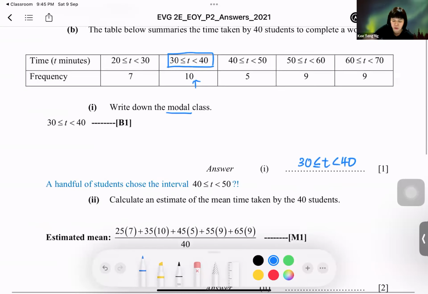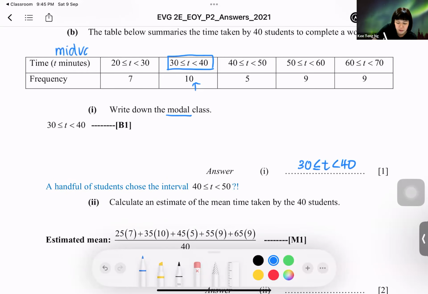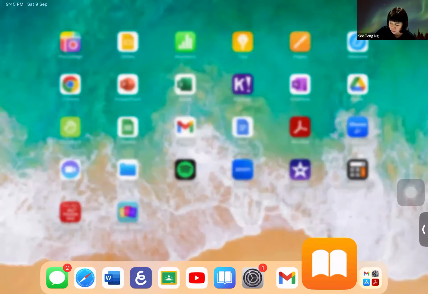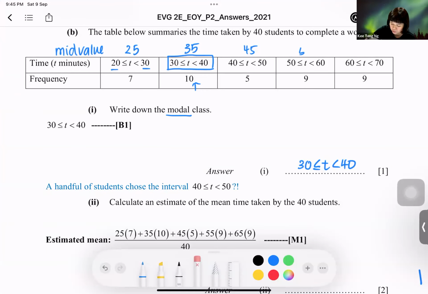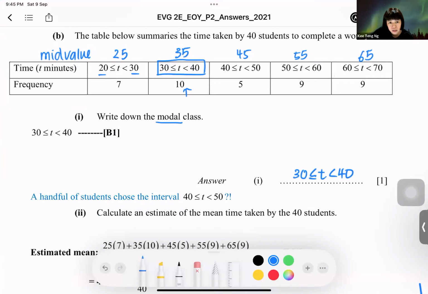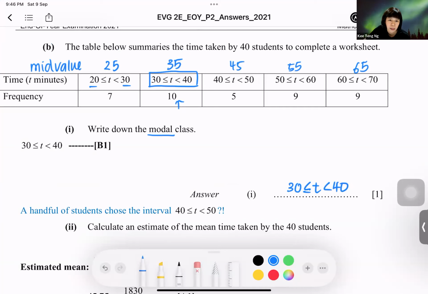To calculate the estimation of the mean, we need to find the mid values. How do we find the mid value? 20 plus 30 divided by 2, 25, 35, 45, 55, and 65. Okay, mentioning this again, 20 plus 30 divided by 2. There have been students who used 30, 40, 50, 60, 70 in the past few years of examination. So please check. Make sure you use the correct answer.